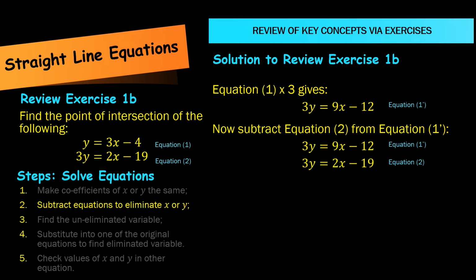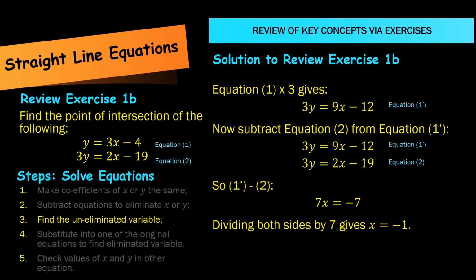Now subtract equation 2 from equation 1' to give 3y minus 3y equals 0y, 9x minus 2x equals 7x, and minus 12 minus minus 19 equals 7. Next, find the uneliminated variable. So let's tidy up that equation to give us 7x equals minus 7. Dividing both sides by 7 gives x equals minus 1.